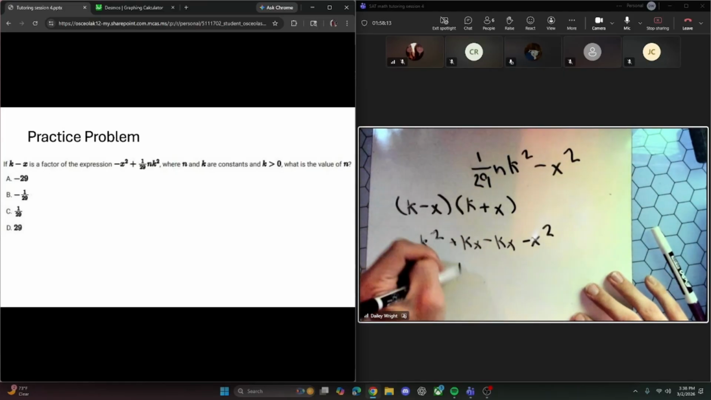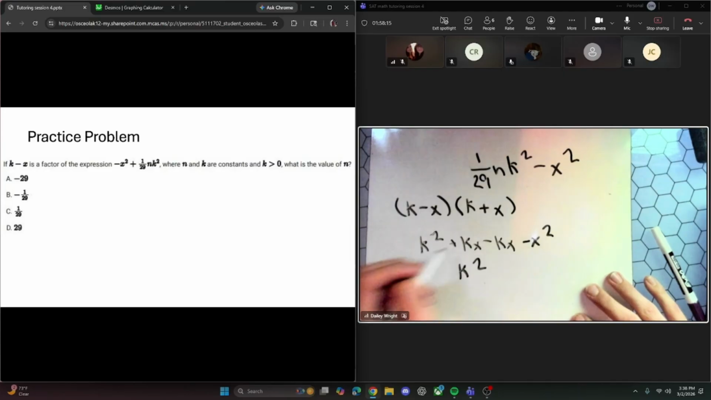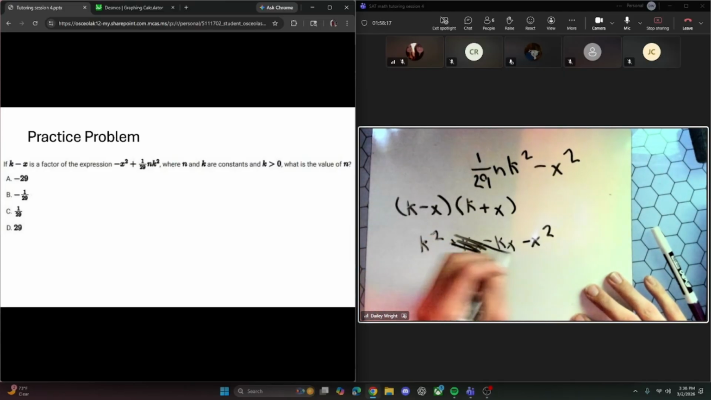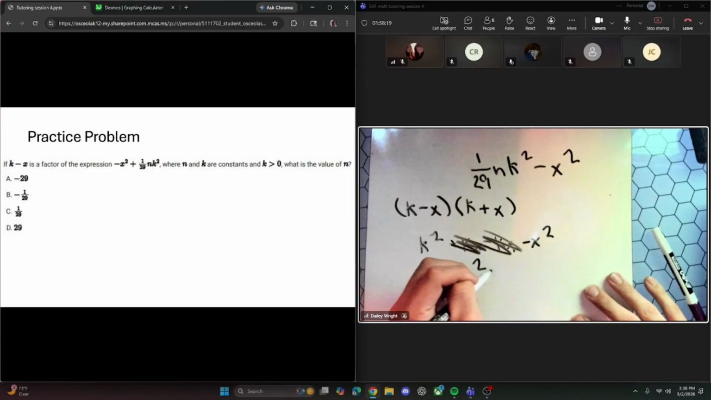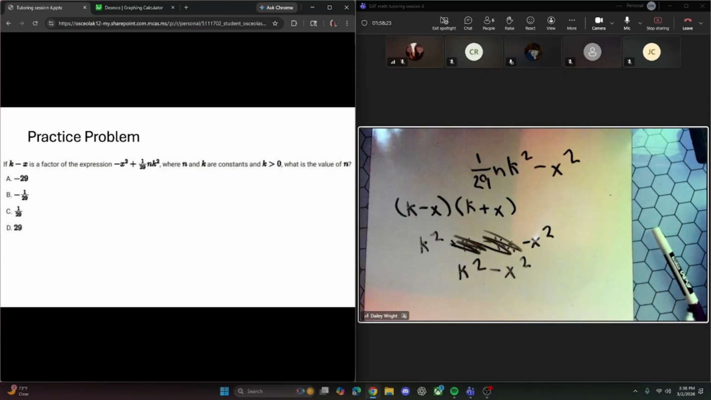Once you get here, these two cancel. This is a positive kx, this is a negative kx, so these cancel. So it's just going to be k squared minus x squared. That's going to give you your final answer. So the second factor is going to be k plus x, because that's the only way you can get to 1 over 29n times k squared.